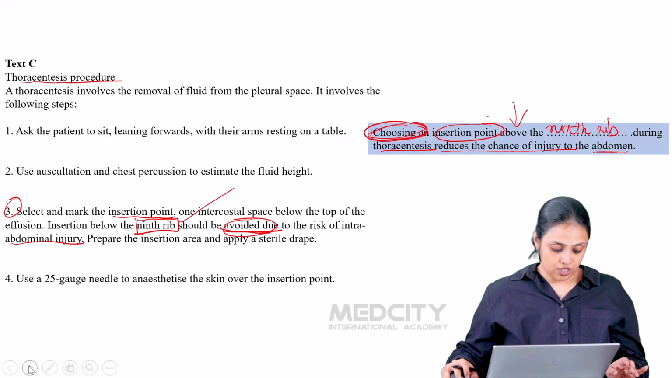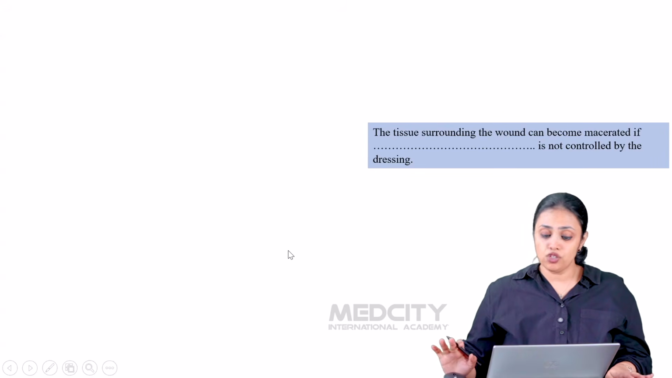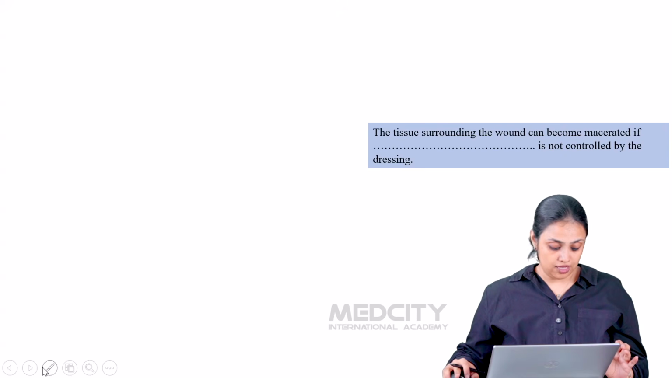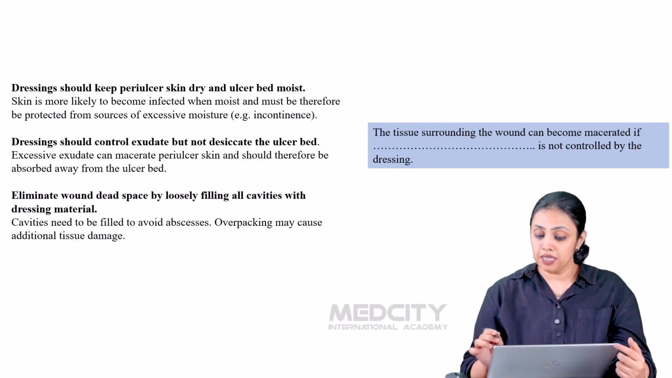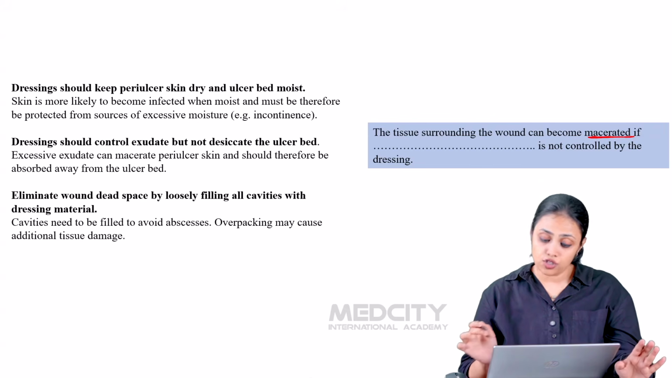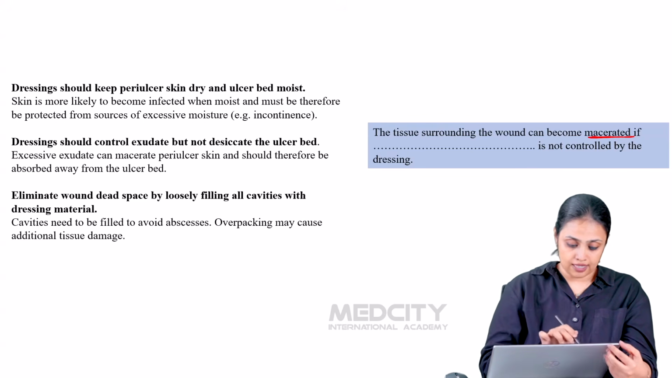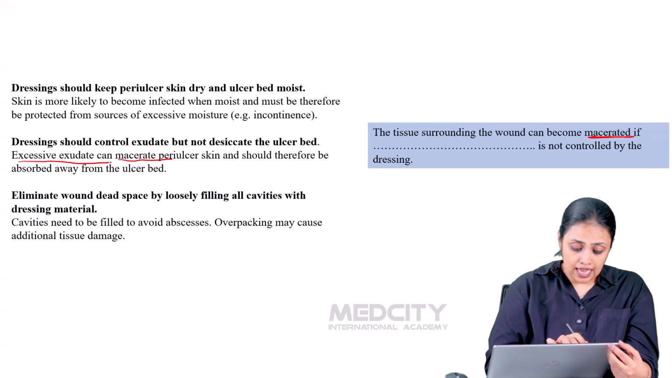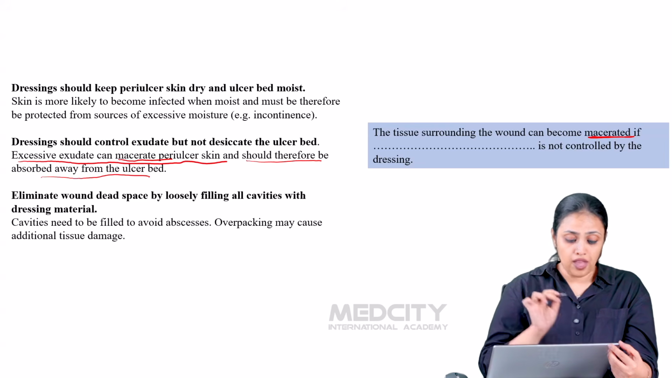Now let's move on to the next question. The tissue surrounding the wound can become macerated if dash is not controlled by the dressing. This is another question which sometimes confuses the students. I'll show you the text. The tissue surrounding the wound can become macerated. So macerated is the keyword. Now you go through the text and you identify this macerate here. What is given here? Excessive exudate can macerate peri-ulcer skin and should therefore be absorbed away from the ulcer bed.